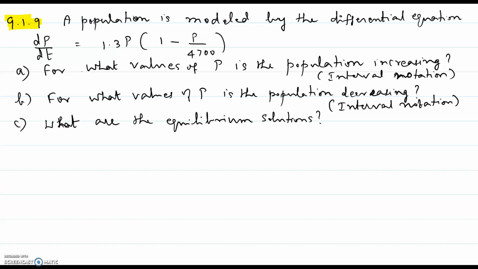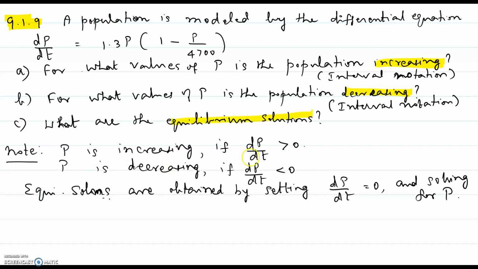Hi, in this video, I will be showing you problem number 9 of chapter 9 section 1. A population is modeled by the differential equation dP/dt = 1.3 P (1 - P/4700). A. For what values of P is the population increasing? B. For what values of P is the population decreasing? C. What are the equilibrium solutions?